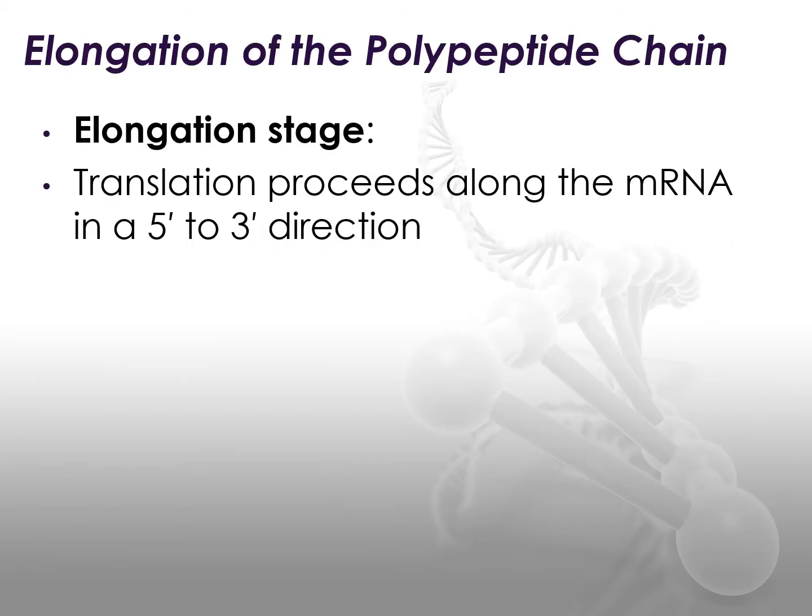So let's talk about elongation. Now, elongation is the process of adding amino acids to the peptide to create the entire polypeptide. The elongation stage, or translation in general, is going to proceed along the messenger RNA in the 5' to 3' direction. So let's look at this process.